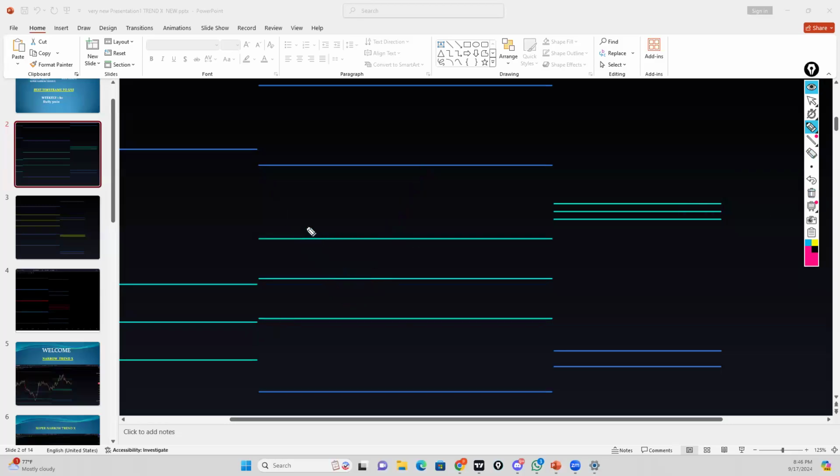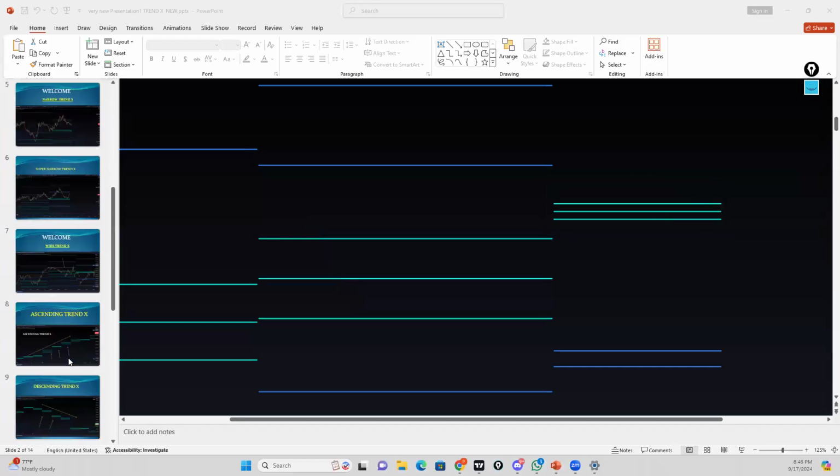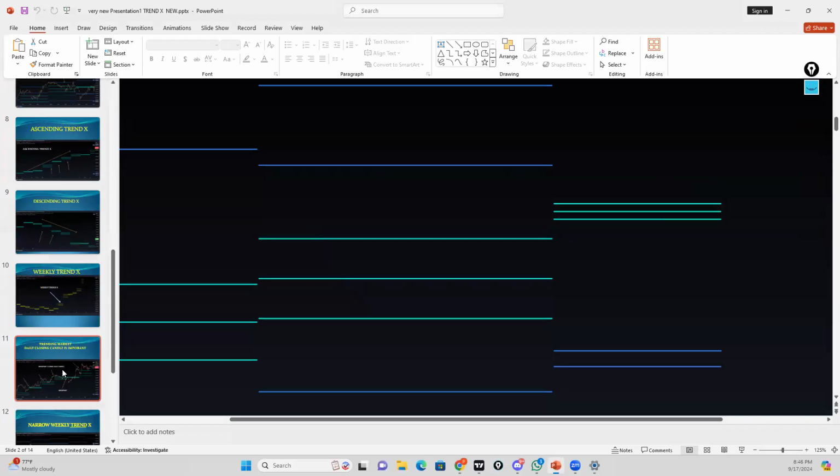So when we see a wide trend X, we can just try scalping trades. The main trade will be here, because this is narrow. Here we can expect a good move. Like we can say, yeah, today will be a volatile day.